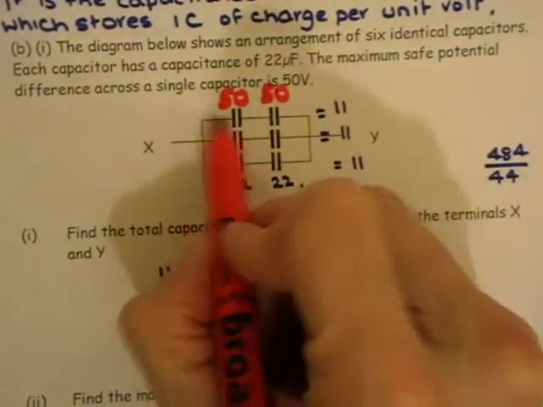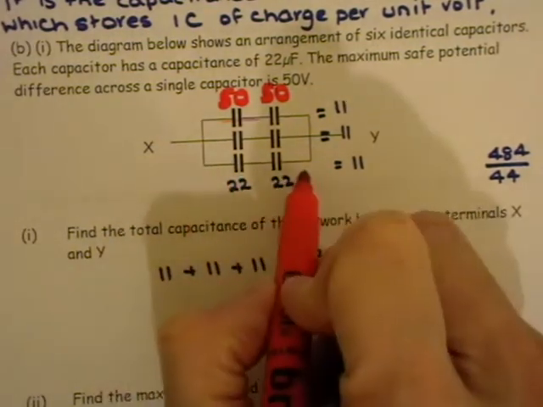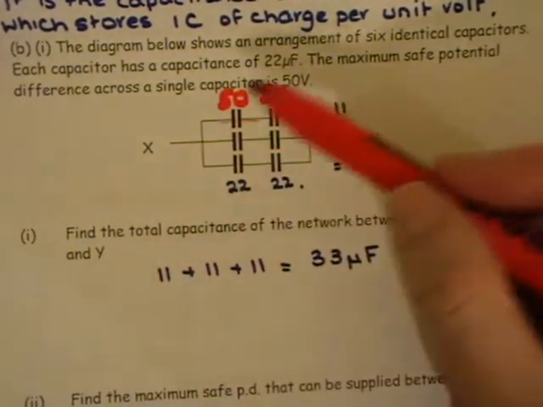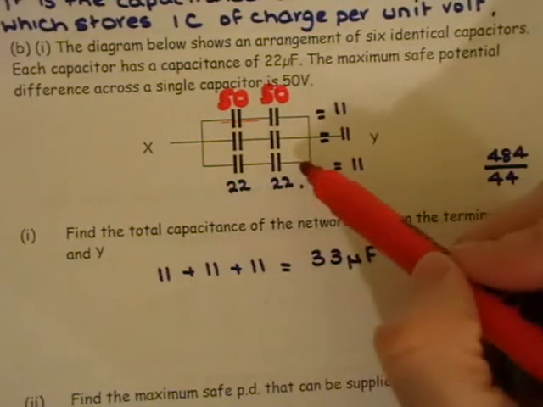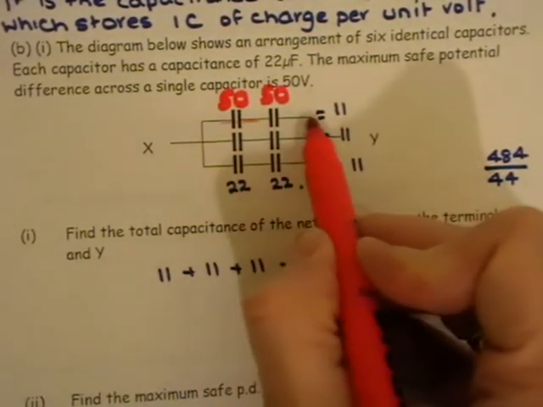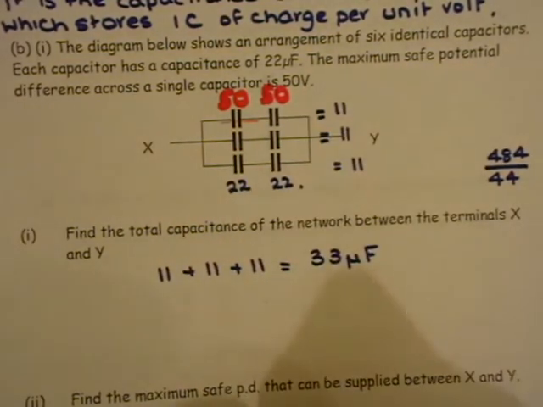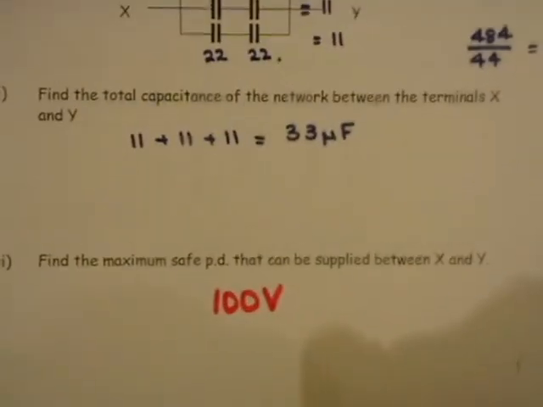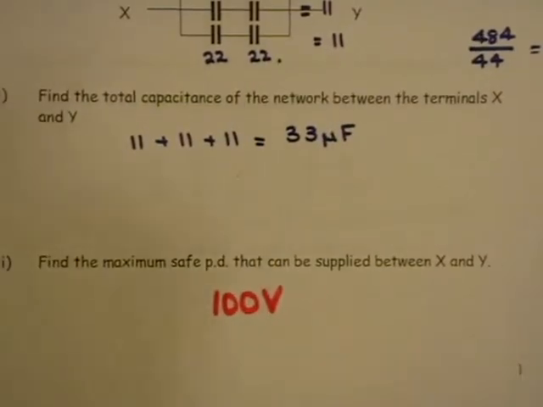But if you remember that across each line in parallel, your total voltage across each line is exactly the same. So in total you can have 100 volts across each line. So the answer there is 100. 100 volts is the answer to that. So that's the end of page 1.